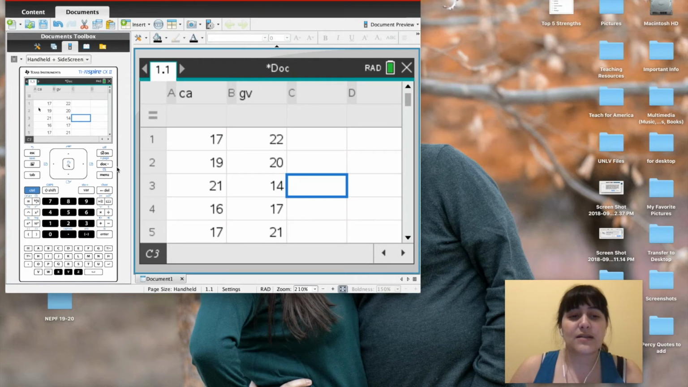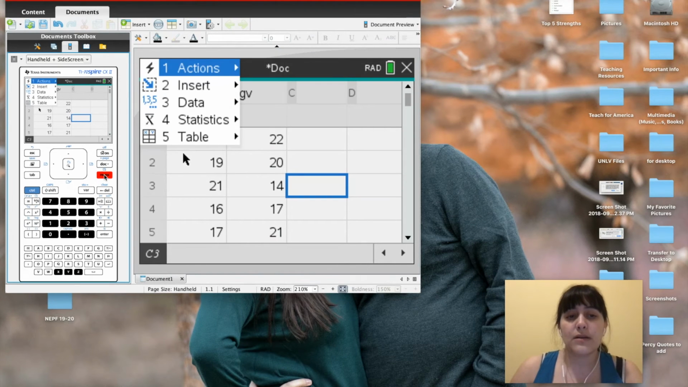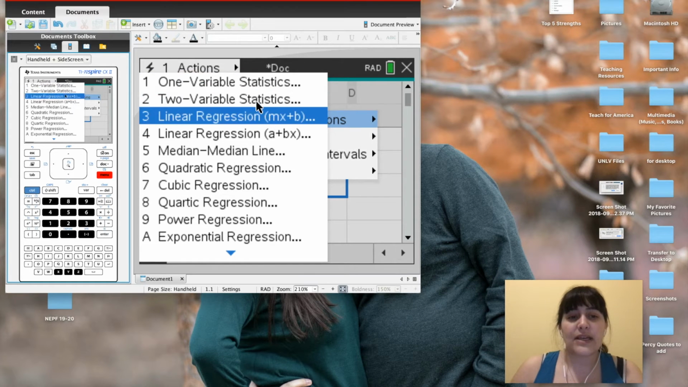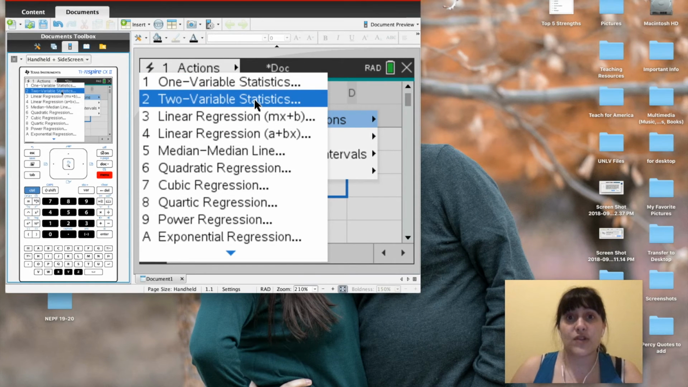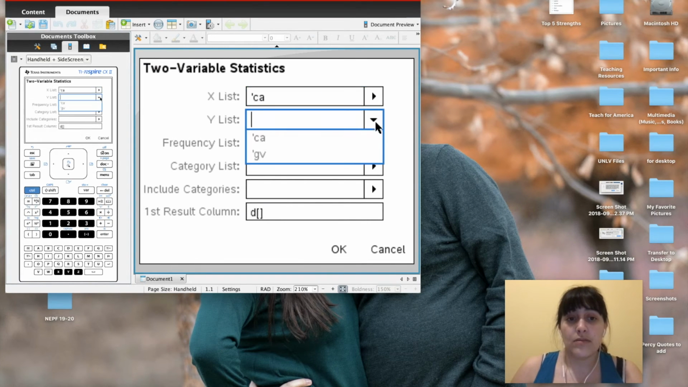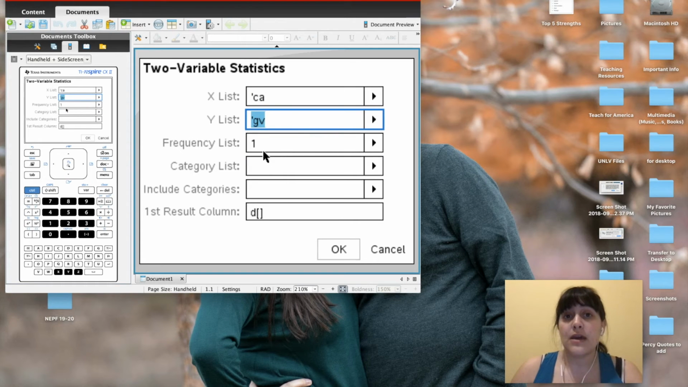I'm going to go over to my menu button, and I'm looking at statistics, stat calculations, and I want this one, two variable statistics. So I'm going to click on that. My X list is CA, my Y list is GV, and everything else stays the same, and this is where the results are going to pop up. And I'm going to click OK.